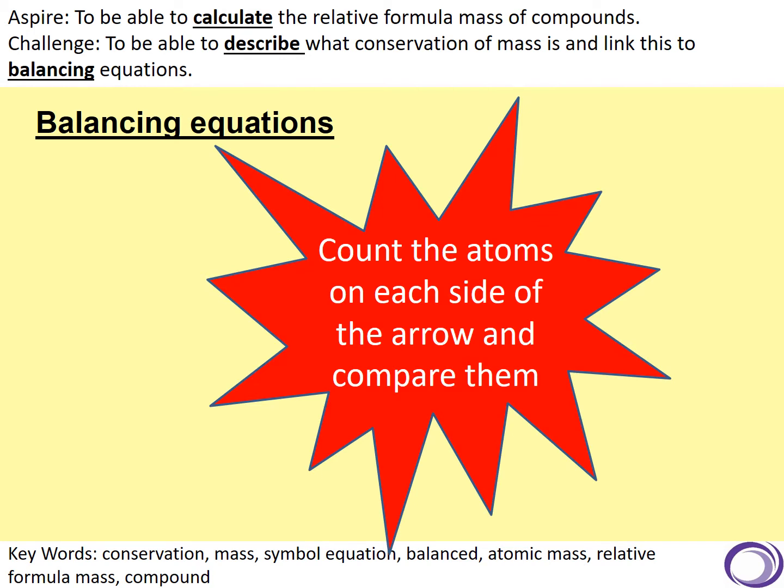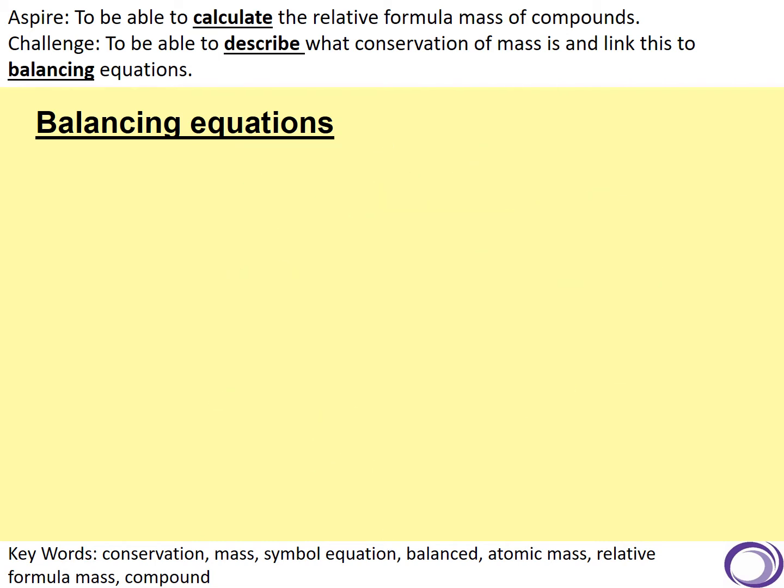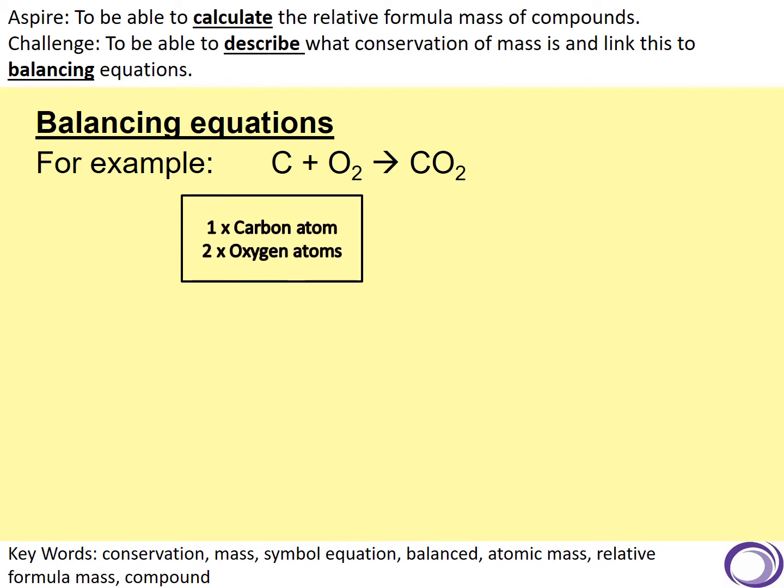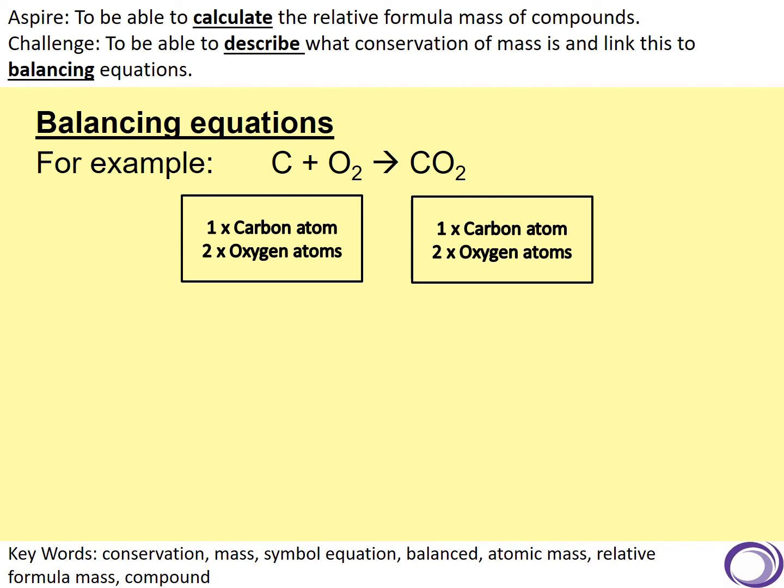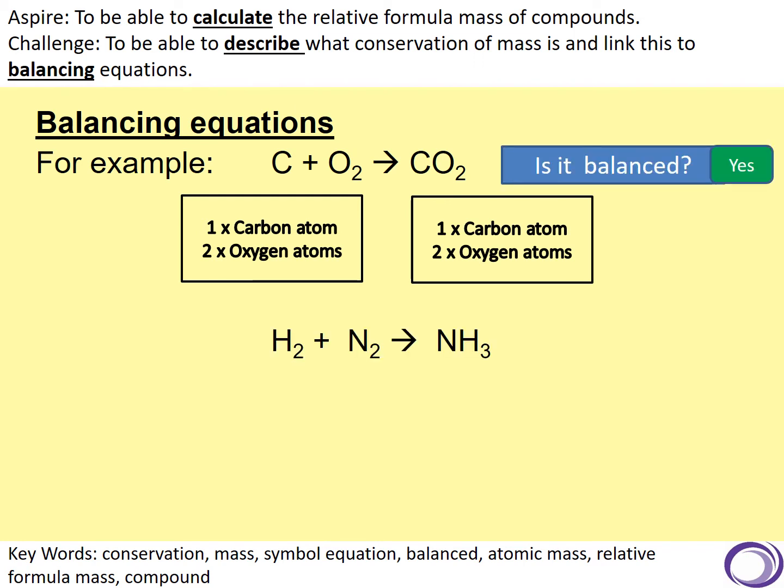All right, so the big rules are to count the atoms on each side of the arrow and then compare them. So here's our example. Carbon plus oxygen turns into carbon dioxide. Now this one's nice and simple. On this side, we've got 1 carbon atom and 2 oxygen atoms in our reactants. On the other side of our arrow, in our products, we've also got 1 carbon atom and 2 oxygen atoms. So that at the moment is a balanced equation. It's obeyed the law of conservation of mass. So it is balanced.